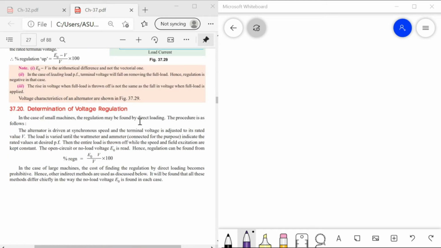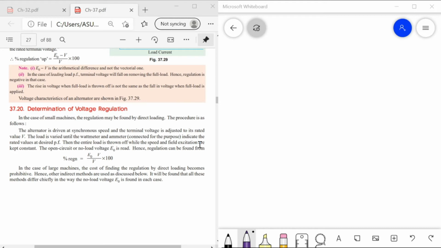Determination of voltage regulation. In the case of small machines, the regulation may be found by direct loading. The procedure is as follows. The alternator is driven at synchronous speed and the terminal voltage is adjusted to its rated value. The load is varied until the wattmeter and ammeter connected for the purpose indicate the rated values at desired power factor. Then the entire load is thrown off while the speed and field excitation are kept constant. The open circuit or no load voltage is read.